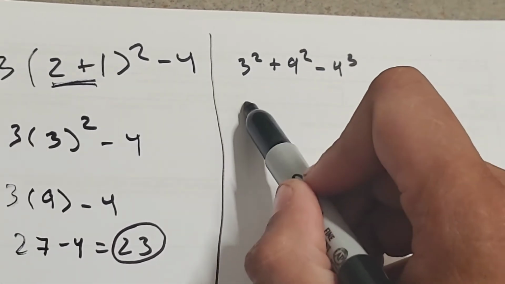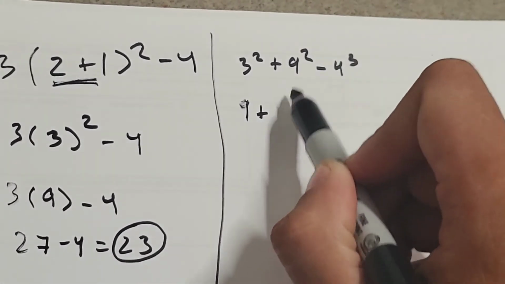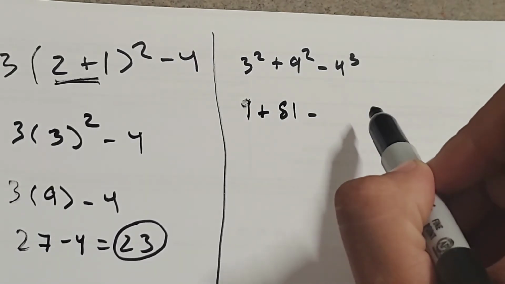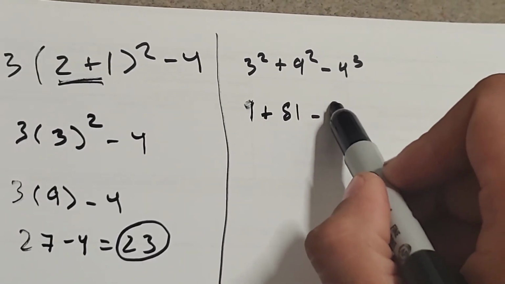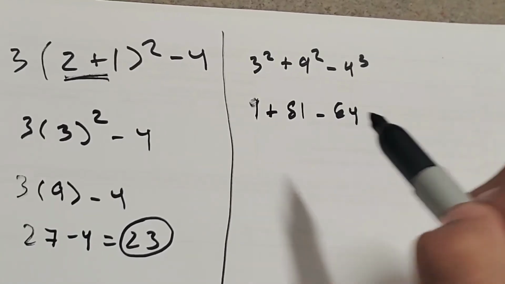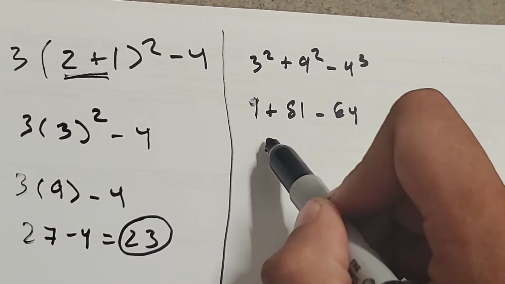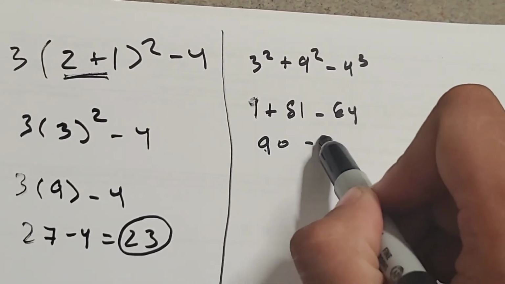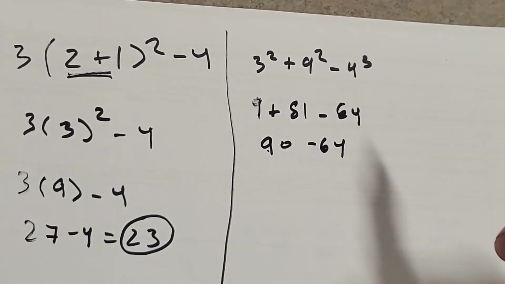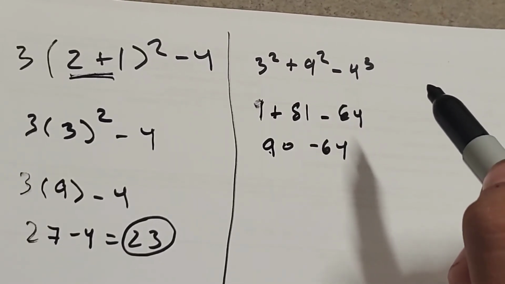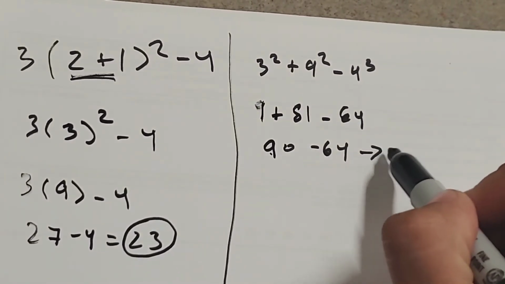So 3 squared is 9, plus 9 squared is 81, and then 4 cubed is 64. Then we add and subtract left to right. So 90 minus 64, which is 26.